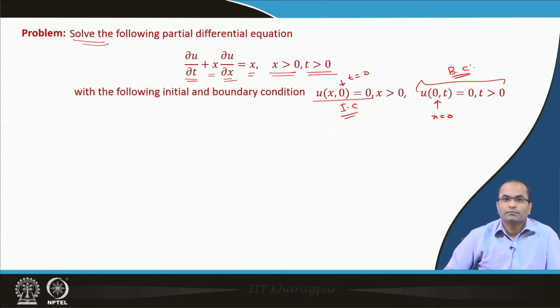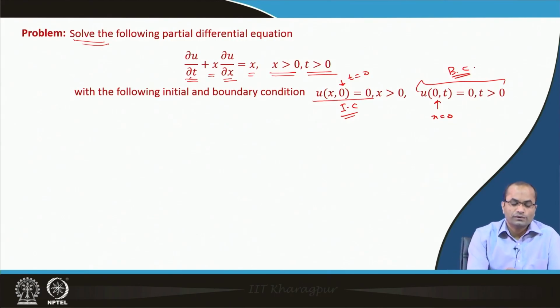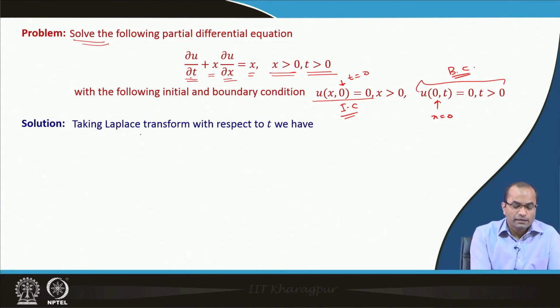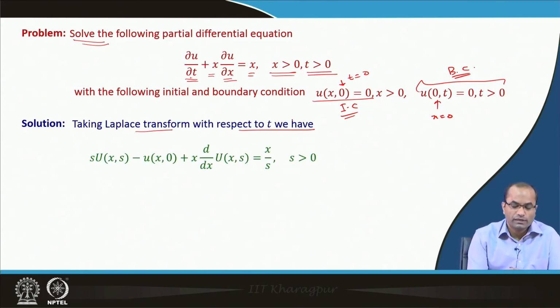So, with these initial and boundary conditions, depending on the order, we have a number of supplementary conditions. These are both first order terms, and therefore we have only one initial condition and one boundary condition. Taking the Laplace transform now with respect to t again, what will happen?